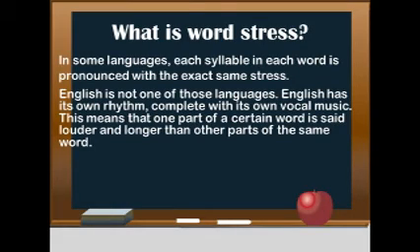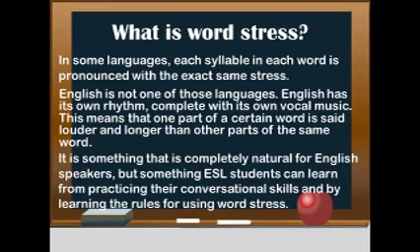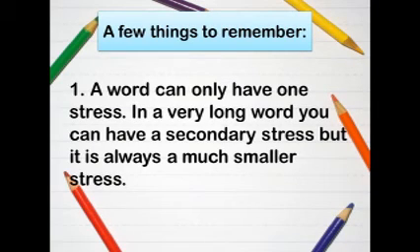This means that one part of a certain word is said louder and longer than other parts of the same word. It is something that is completely natural for English speakers, but something ESL students can learn from practicing their conversational skills and by learning the rules for using word stress. In using word stress, there are a few things to remember. Number 1. A word can only have one stress. In a very long word, you can have a secondary stress, but it is always a much smaller stress.